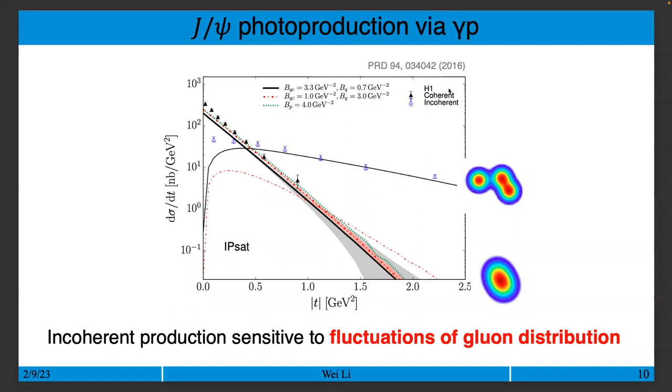Okay. And so it gets cut off. Yeah. So you said shape fluctuations. I think the curve is really sensitive to size fluctuations, but not to shape. The size is in principle true, but incoherent in principle probes the local density of the gluon. So more naturally, it will be fluctuating like this.